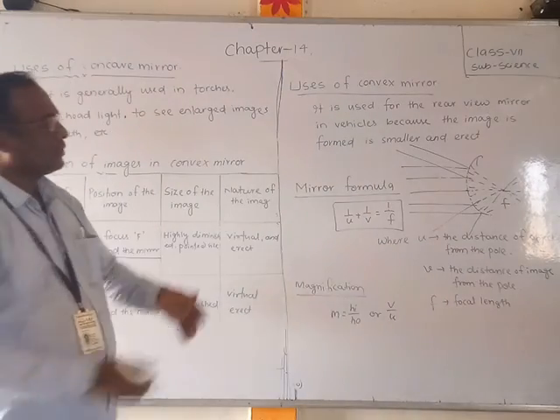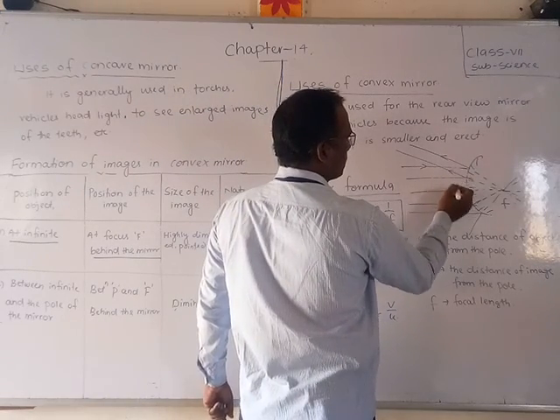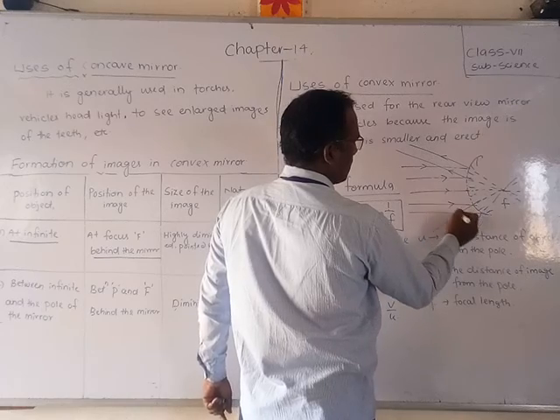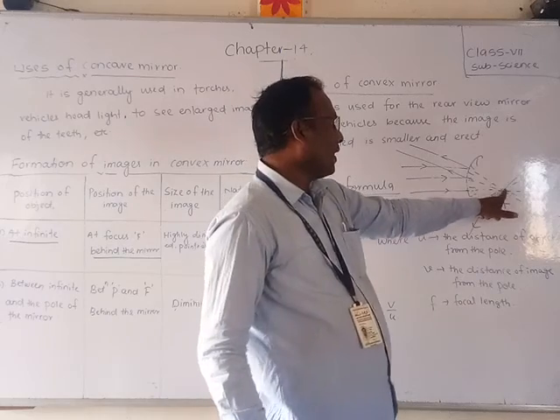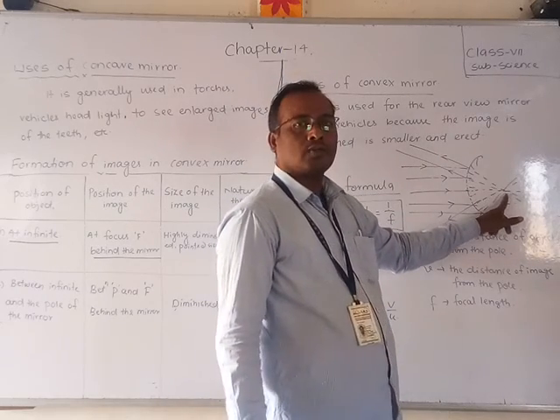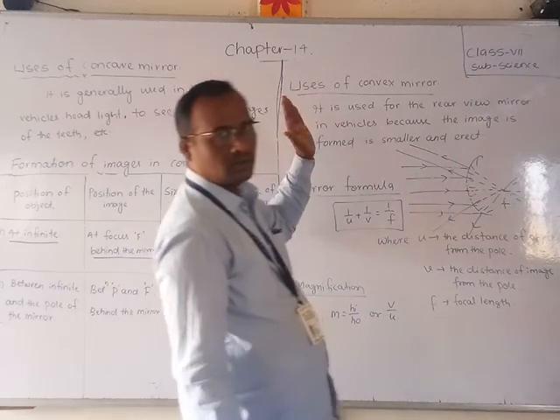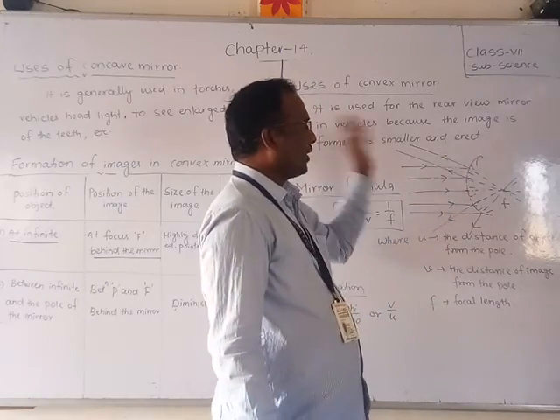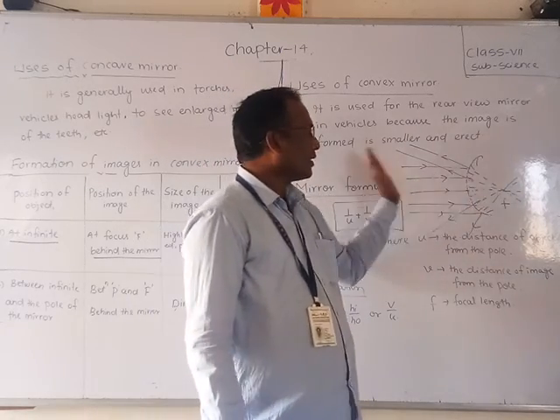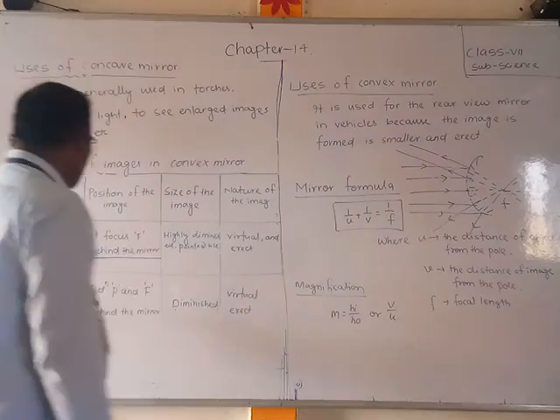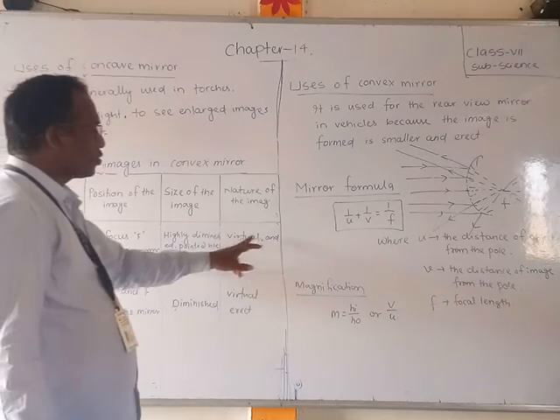So you have to understand here, friends, these rays after reflecting are diverging from the mirror, but if you extend those rays backward, the image will form behind the mirror. This is the focus point where all the rays appear to meet. The image is highly diminished, point sized, virtual and erect.